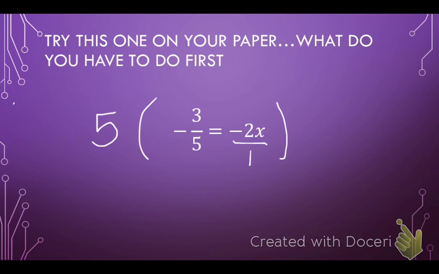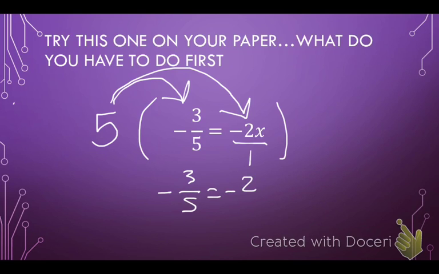So you should know by now that we are going to distribute when I have a parentheses and a number outside of it. So I'm going to distribute this 5 to this term, and I'm going to distribute this 5 to this term. Alright, so what that means is I'm multiplying 5 times negative 3 over 5 and 5 times negative 2x. So I'm going to rewrite that real quick. Negative 3 over 5 equals negative 2x over 1. Alright, so I have distributed that 5 to this term and to this term.